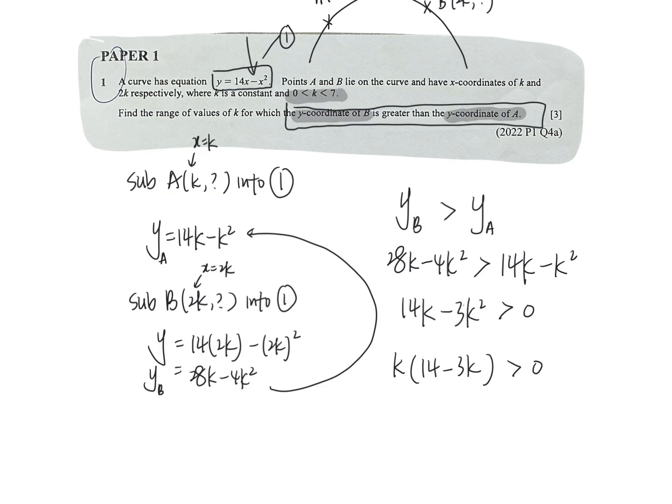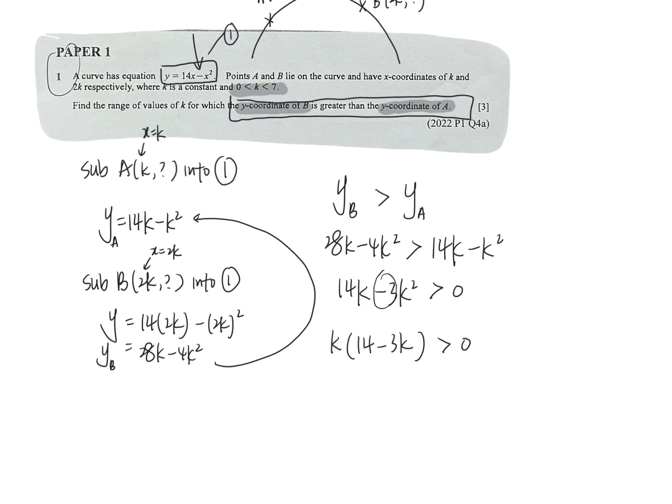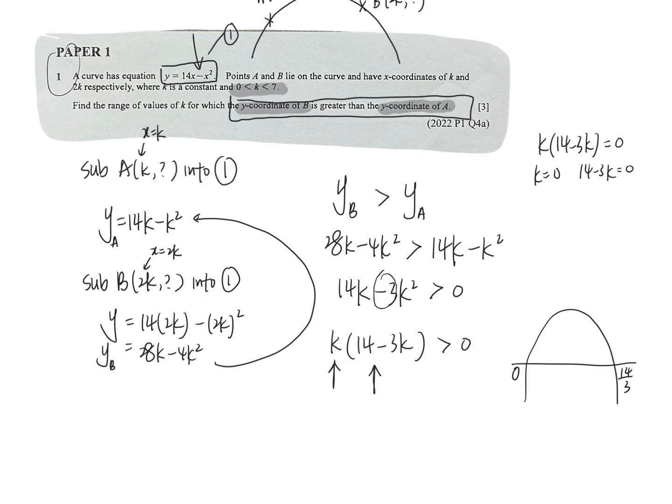And then this is just a maximum curve. Quadratic inequality, right? So you sketch out the maximum curve. Your 2 x-intercepts are 0 and 14 over 3. Okay, if you want, you can go and solve this equal to 0, so k is 0, and then 40 minus 3k is 0. So if you want, you can solve this.